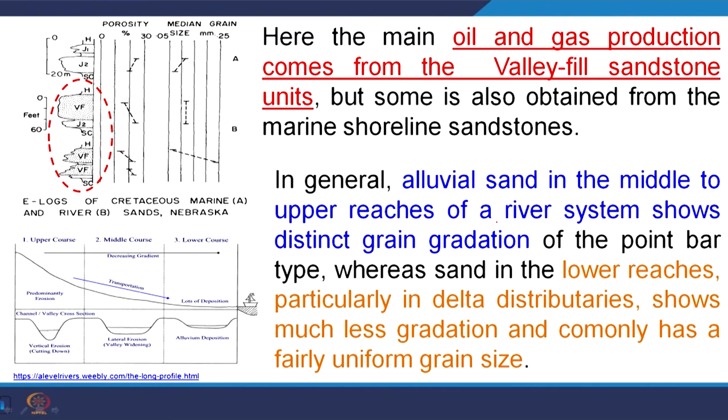Here the main oil and gas production comes from these valley fill sandstone units, but some is also obtained from these marine shoreline sandstone bodies. In general, alluvial sand in the middle to upper reaches of this river system shows distinct grain gradations of the point bar type, whereas sands in the lower reaches, particularly in the delta distributary, show much less gradation and commonly a fairly uniform grain size.